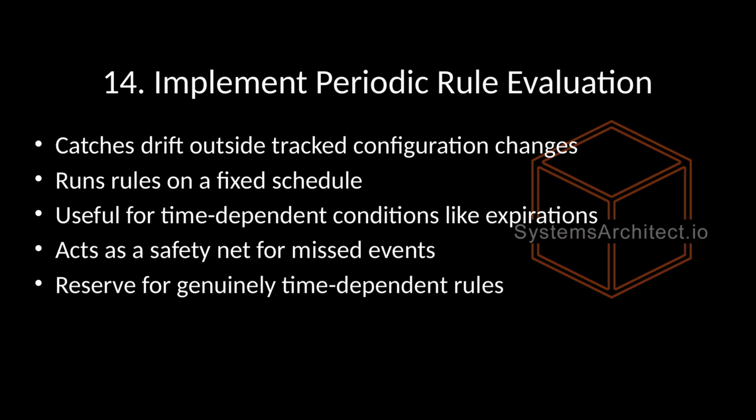14. Implement periodic rule evaluation. Most config rules evaluate resources reactively, triggered by a configuration change, but some drift doesn't originate from a change at all. Periodic evaluation lets you run a rule on a fixed schedule, such as every 24 hours, catching conditions a change-triggered rule alone might miss, like a certificate approaching expiration or an IAM credential aged past a rotation policy.